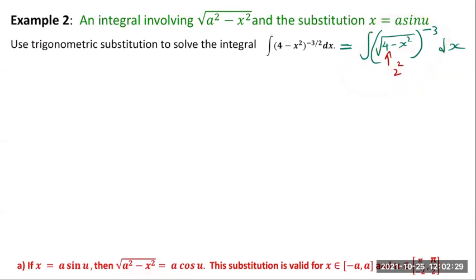Now I know my substitution. My substitution is going to be x is equal to 2 sine u. Notice that my value of a is 2. That's why I have 2 here. x is equal to 2 sine u. Let's go with this substitution and see what happens.